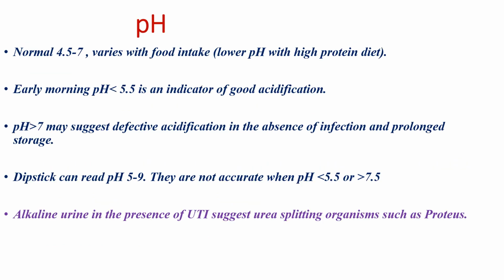The other is pH. Normal urine pH is from 4.5 to 7. It varies with food intake, with lower pH in a high protein diet. Early morning pH less than 5.5 is an indicator of good acidification. pH greater than 7 may suggest defective acidification in the absence of infection and prolonged storage. Dipstick can read pH 5 to 9. They are not accurate when pH is less than 5.5 or greater than 7.5. Alkaline urine in the presence of UTI suggests urea-splitting organisms such as Proteus.